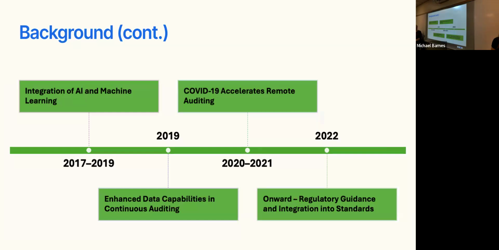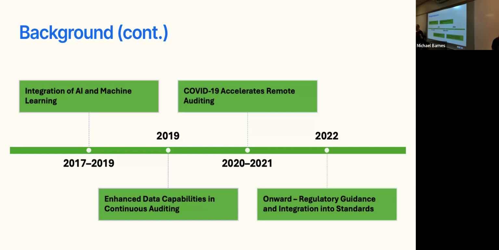So continuing with the background, 2017 to 2019 was really the start and early stages of the integration of AI and machine learning in data analytics and auditing. These tools enabled predictive analysis, as Anna mentioned earlier, anomaly detection, which found unusual processes and behaviors, and automated document review, which analyzed and processed documents without human interaction.